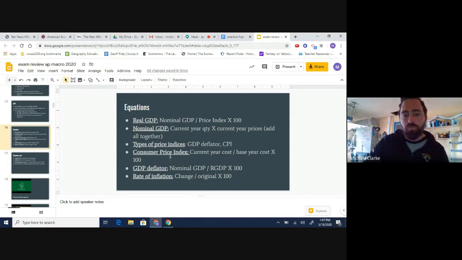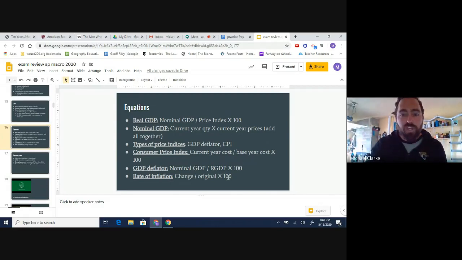So the consumer price index can include imports, while the GDP deflator only includes those four components of GDP: consumption, investment, government spending, and X minus M. That's the difference there. I have seen that on a few practice FRQs, where in an explanation question they'll say, tell me the difference between the consumer price index and the GDP deflator. So make sure you understand the difference between the two, okay? And how to determine them.